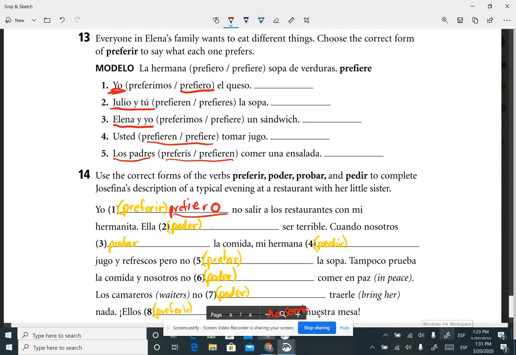The waiters are not able to, so this is going to be the they form. It's going to end in en, and the o is going to change to a ue. So that would be no pueden traerle. This le here is her. To bring her nothing. They prefer, so it's they, so this is going to end in an en, and this i is going to change to ie. They prefer not to serve our table. So hopefully that helps, and you can ace this, baby.